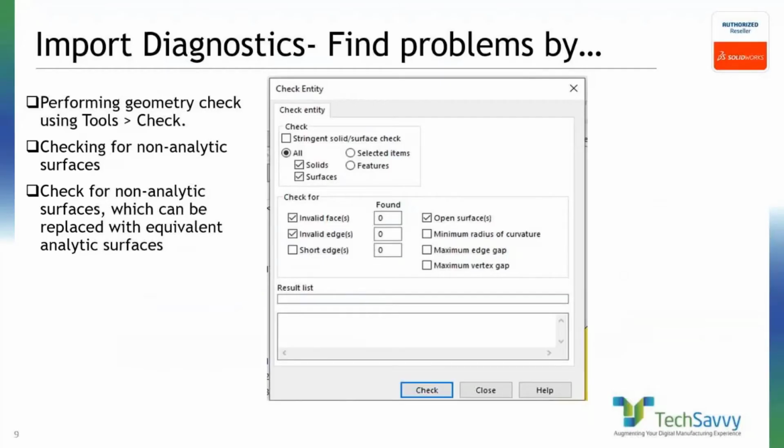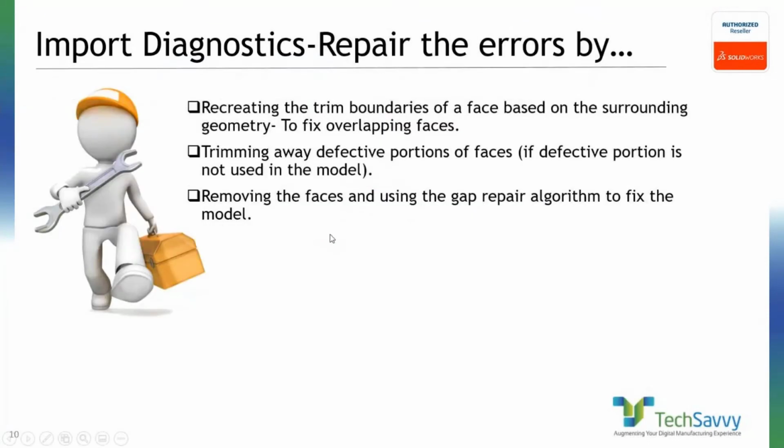Let me go again to my presentation. Next, import diagnosis also repairs by recreating the trim boundaries. As many of you might know, there is a functionality called Surface Trim inside SolidWorks. If there is a problem in one particular surface, SolidWorks tries to find all the adjacent parts and sections, then trims those boundaries to fix the overlapping surfaces. It also tries to trim away the defective portion of faces, and there is an algorithm called the gap repair algorithm that it uses to fix the model.